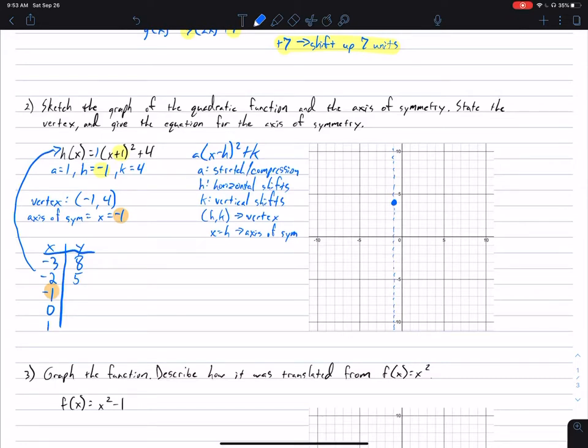For -1, we should get 4, so let's just check this. -1 plus 1 is 0. Squared, 0 plus 4 is 4. All right, this vertex should be that middle point. If that didn't work out, we did something wrong. For 0, if I plug 0 in, 1 squared, I get 5. And then if I plug in 1, 1 plus 1 is 2, squared is 4, and 4 plus 4 is 8.